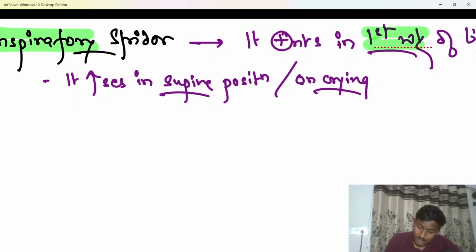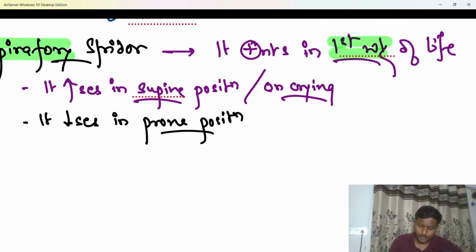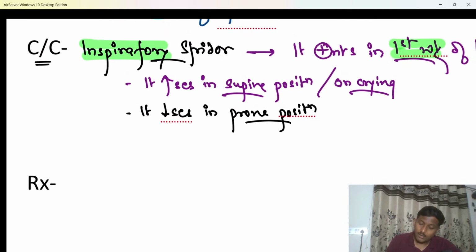Second point to be remembered: it decreases in prone position, beta. This is a very important thing to be remembered. Okay? Whereas if I talk about the voice of this child, बच्चा रोएगा ना तो रोने की आवाज ठीक होगी क्या? Yes, because voice is not produced by the supraglottis बेटा.